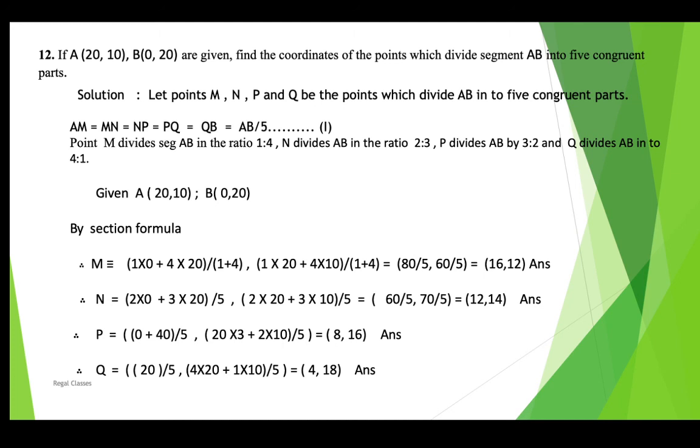These are given and these are 5 segments. So here it becomes AB by 5 each segment. So point M divides into 1 is to 4, N divides into 2 is to 3, P divides into 3 is to 2, and Q divides into 4 is to 1. Apply each one properly. Don't get fatigued by numbers, and you can calculate all the values.